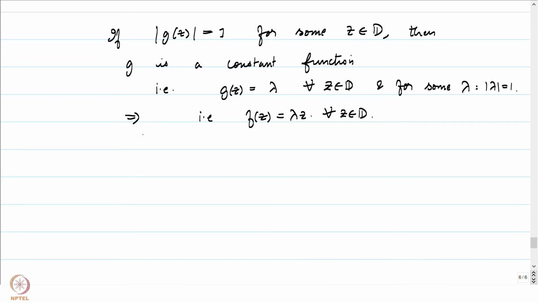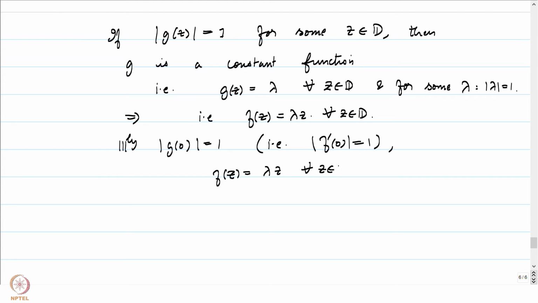This is also the case when the absolute value of g of 0 is equal to 1, that is, when f prime of 0 has absolute value equal to 1. Then yet again, in some interior point the maximum is being achieved, and hence g is a constant. Let me just directly write that f of z is equal to lambda times z for all z in D, and some lambda such that the absolute value of lambda is equal to 1. So that completes the proof of the Schwarz's lemma.